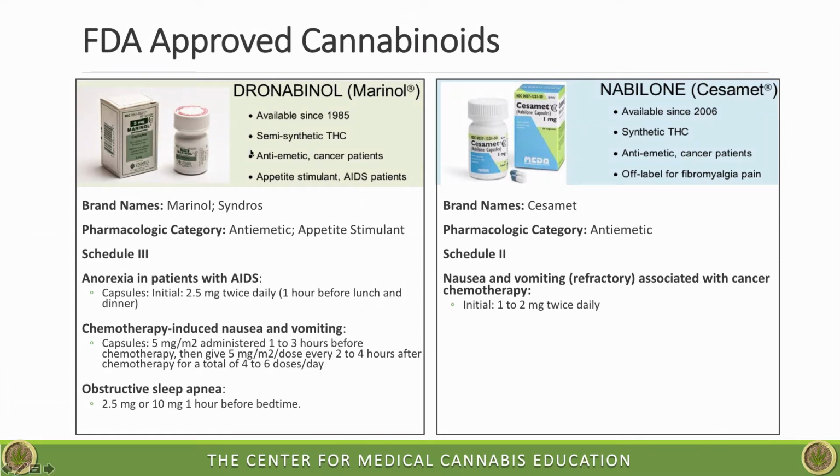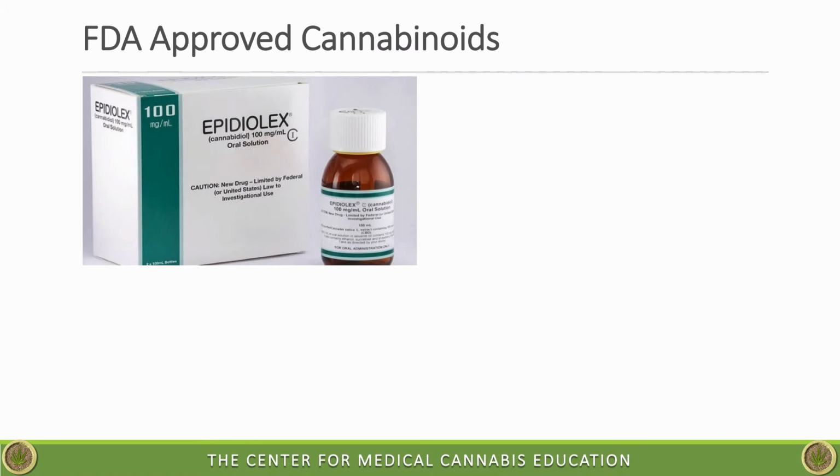So if you wanted to know what dose of dronabinol to use for a patient with anorexia secondary to HIV and AIDS, it would tell you 2.5 milligrams twice daily. And then finally, there is Epidiolex, which is a newly approved cannabinoid as of June 2018. Epidiolex as a drug product is 99% naturally occurring CBD extracted from marijuana. It's administered as an oral solution.